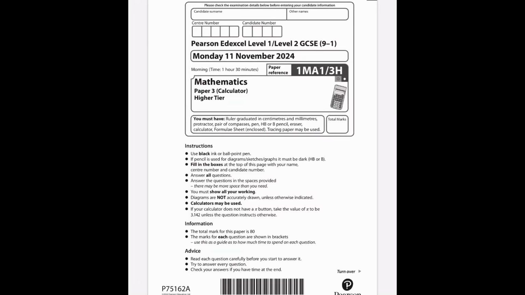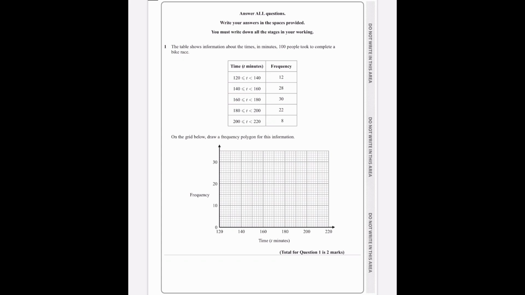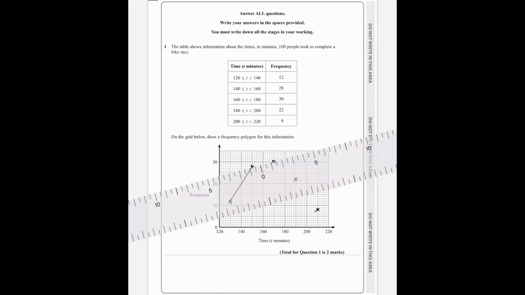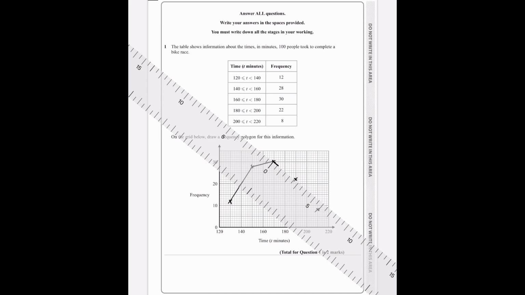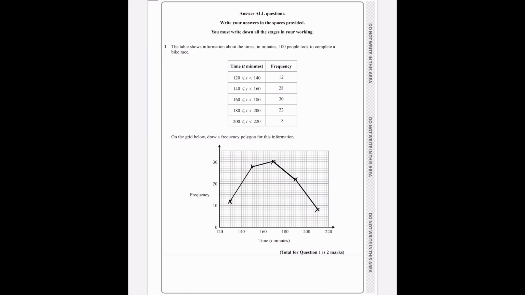This is the November 2024 Edexcel GCSE paper 3, the second of the two calculator papers. Question number 1, frequency polygon. So plot each point at the midpoint, connect up their frequencies, and you have yourself a frequency polygon like so. This is the only one where you plot at the midpoint of a class interval.